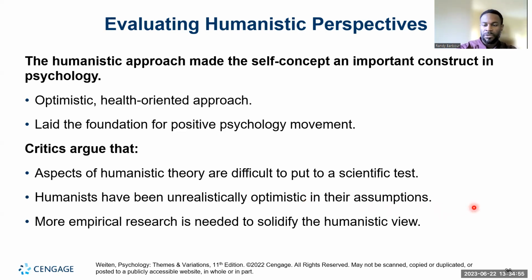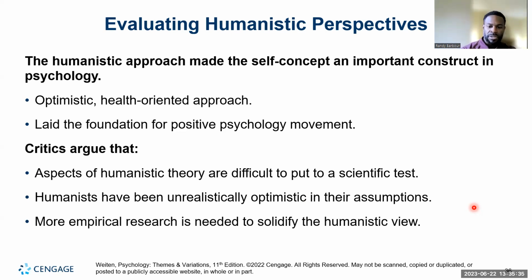Critics argue that you can't really put humanistic theories to a scientific test, but there may be ways that we can discover them, and maybe it is with some psychometrics. We talked about factor analysis, so figuring out how we can determine self-concept and how it moves in congruence or not congruent with your actual self-concept. And then humanists have been unrealistically optimistic in their assumptions. But again, you have to be optimistic sometimes to see the silver lining in situations.